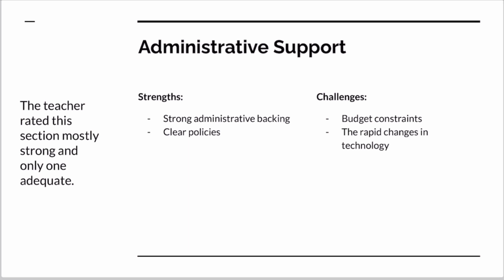For administrative support, she rated the section mostly strong with only one adequate. The strengths that she pointed out were that she has strong administrative backing and clear policies. That's really crucial because when the policies aren't very clear, it can be hard to provide the supports because you're not really sure which direction to go in. And then her challenges are budget constraints, which is a very common challenge, and the rapid changes in technology. So this one keeps coming up.